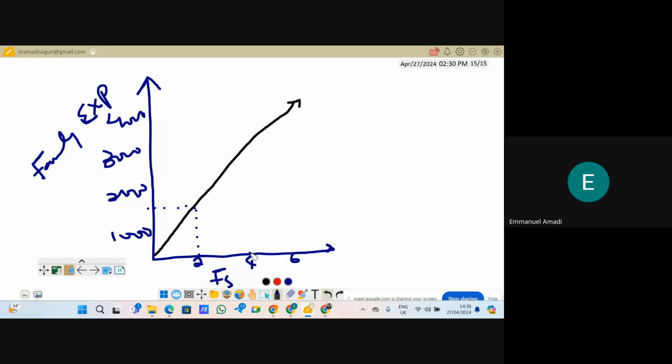What of a family size of 4? We trace it to the line again. You see that for a family size of 4, we spend way more than that. They spend close to $2,500 monthly. Look at a family size of 6. We also trace it to the line.